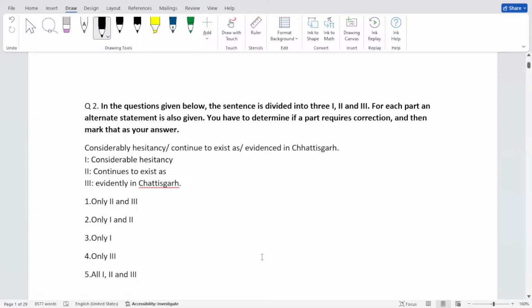Second question. In the questions given below, the sentence is divided into 3 parts: 1, 2, 3. For each part, an alternate statement is also given. You have to determine if any part requires correction and then mark that as your answer. Once again, the same pattern of question is given. Here in the 3 statements, we have to find out what will be the correct answer.